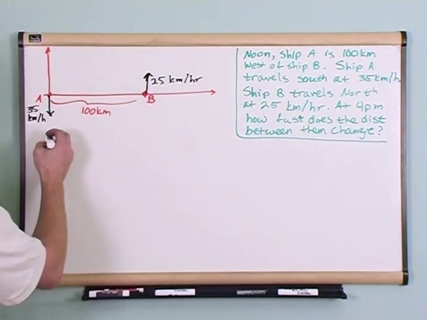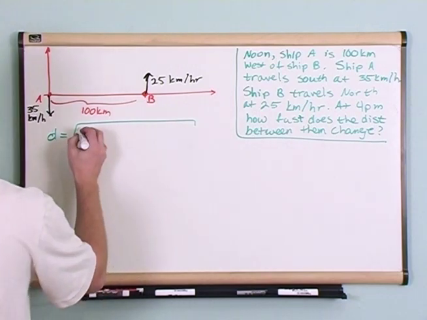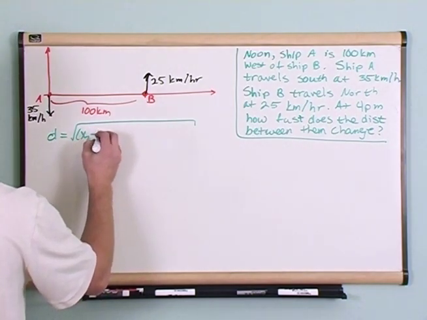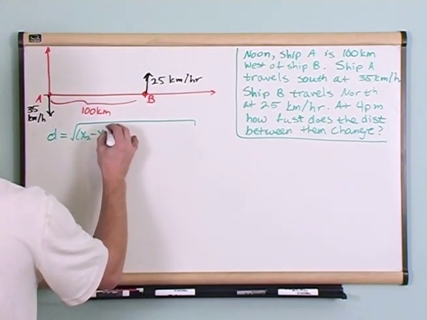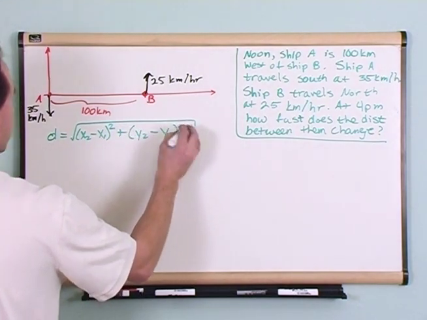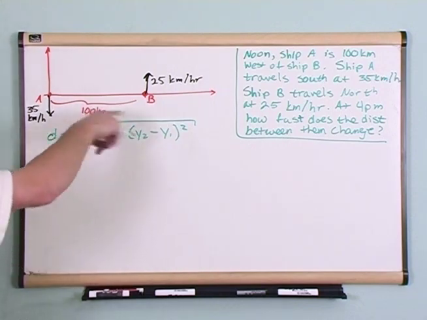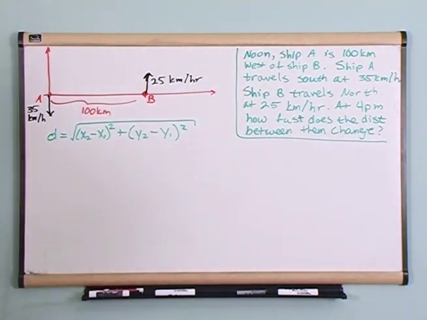You should remember a formula called the distance formula, which is the square root of, just to refresh your memory, (x2 minus x1) squared plus (y2 minus y1) squared. So each term is squared. The difference in the x is squared. The difference in the y is squared. Add them up, take the square root. That's the distance.